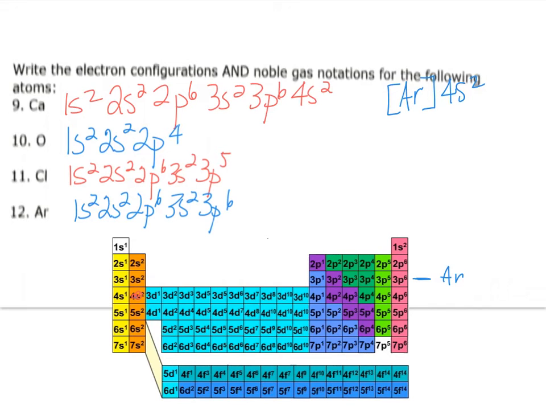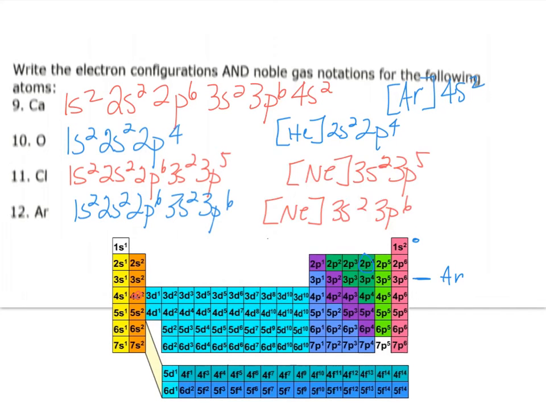All right, so let's do the next one. This time we're going to do oxygen, which oxygen is right here. We would use the noble gas that comes before it, which is helium, and helium is a noble gas. So we would do helium, and then we would do 2s2, 2p4, and then I want you to pause the video and do the next two yourself. All right, so hopefully you got neon 3s2, 3p5, and neon 3s2, 3p6.